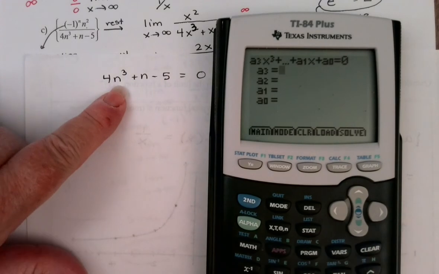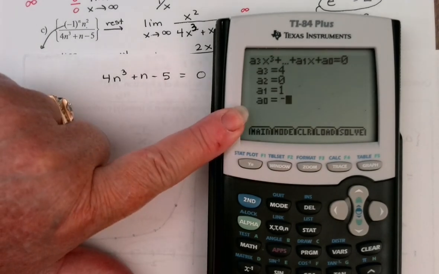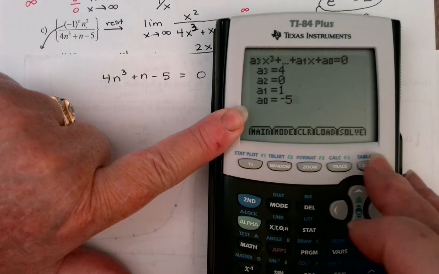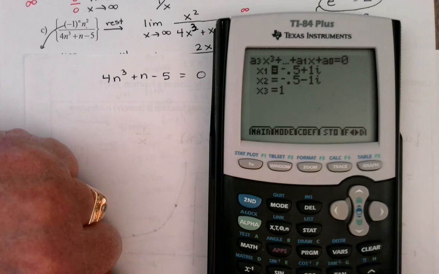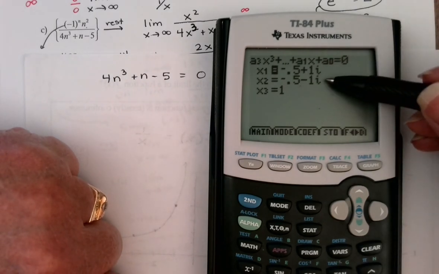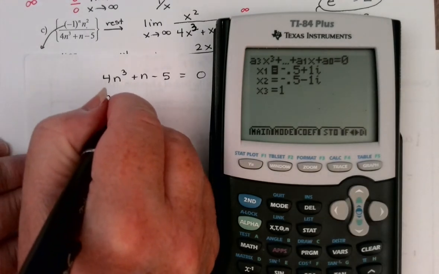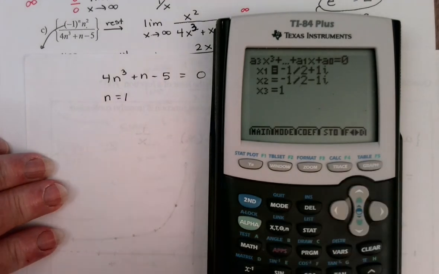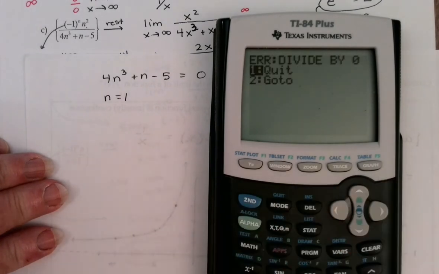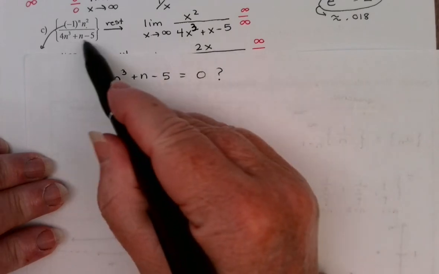And let's see, my coefficients, we had 4n cubed, we have 0n squared, 1n, and minus 5 equal to 0. And we want to solve that. And it looks like we've got a couple of imaginary solutions which aren't a problem, but one is a real solution. So that's why it was giving me an error message back over here when I tried to graph. Right? So dividing by 0, when n is 1, that denominator is 0.